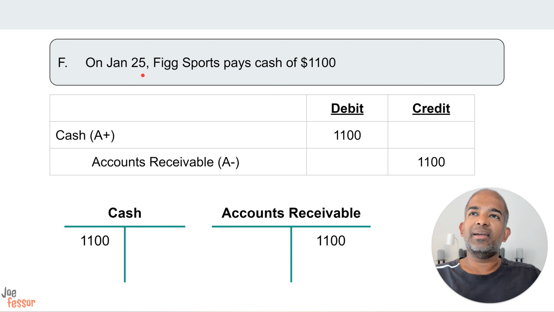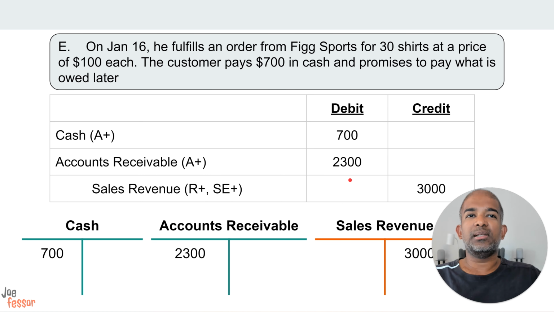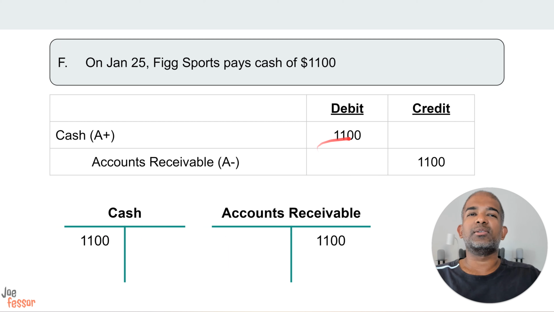On January 25, Fix Sports, the customer who bought from you earlier, pays cash of $1,100. He owed you $2,300. So out of that, he's paying you $1,100. Now things get a lot simpler. So you get cash of $1,100. So cash is debited $1,100. Out of the $2,300 accounts receivable, you have to deduct $1,100. So accounts receivable is reduced by $1,100.